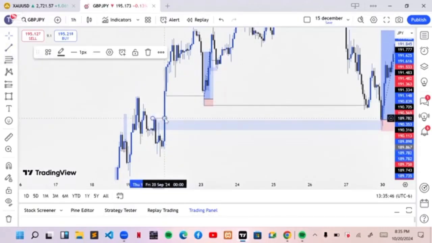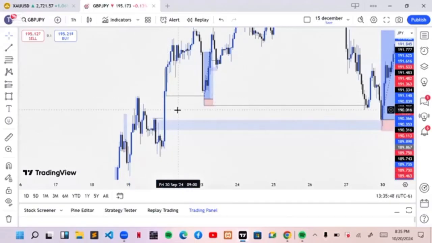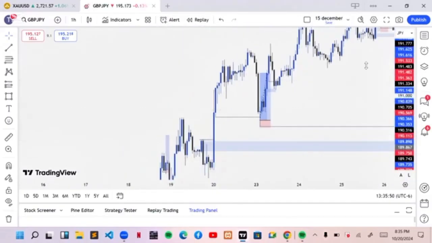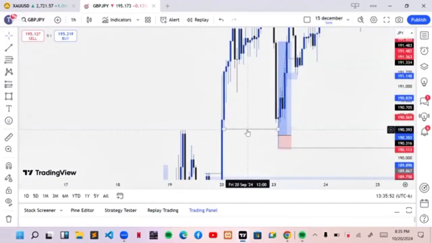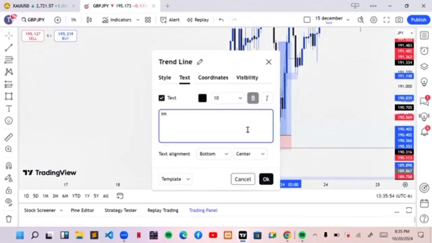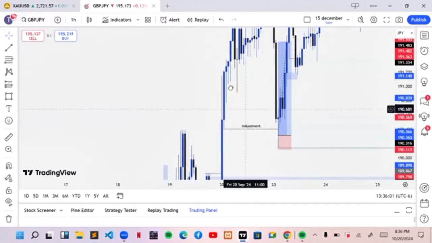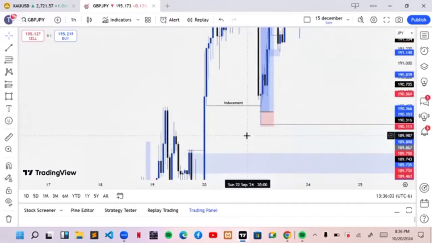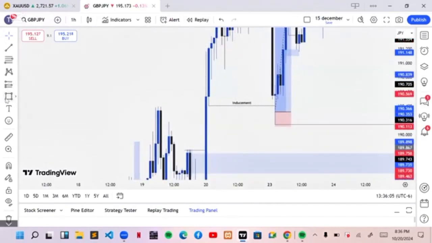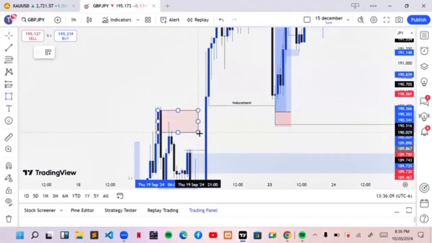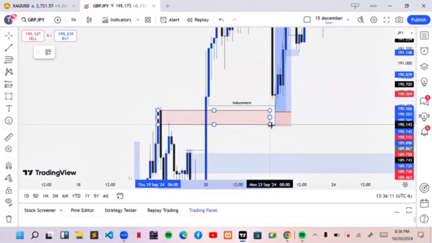So after the shift in market structure, the market made this first pullback, which is this inducement right here on the 1 hour time frame. This is our inducement right here. So the full pullback the market makes after the shift in market structure, this is our breaker block here. Remember, if you're marking a breaker block, you mark from the body. This is our breaker block right here.